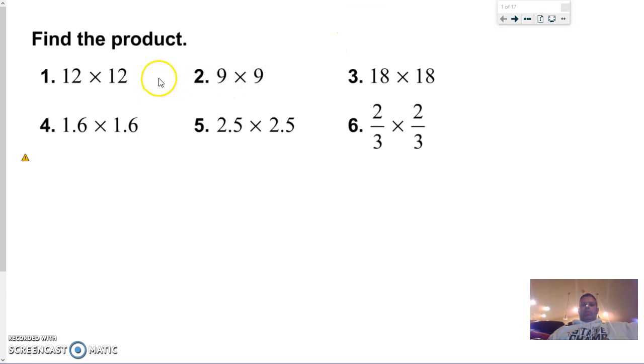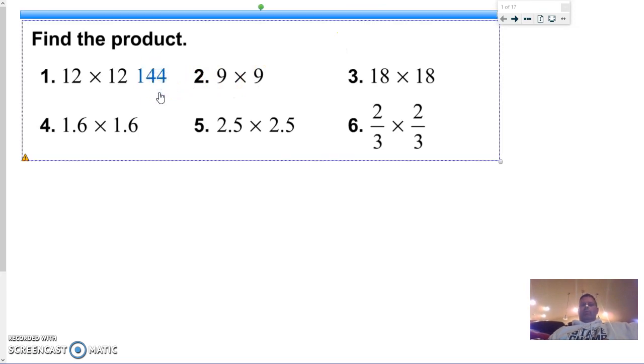Hopefully you were able to get that 12 times 12 is 144, 9 times 9 is 81, 18 times 18 is 324, 1 6/10 times 1 6/10 is 2 56/100. 2 5/10 times 2 5/10 is 6 25/100. And 2/3 times 2/3 is 4/9.